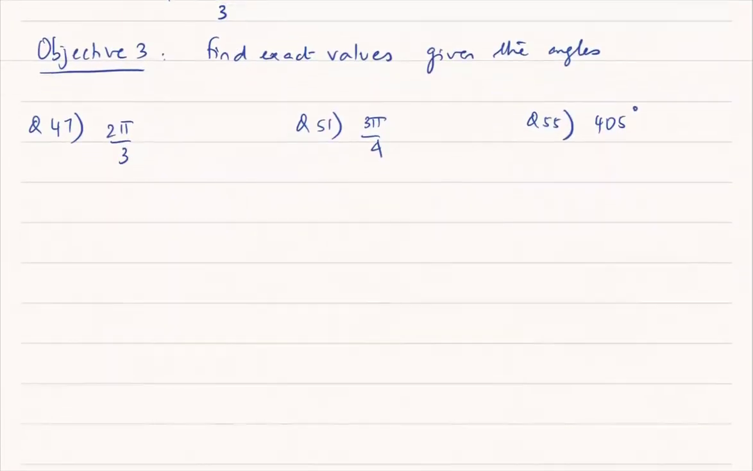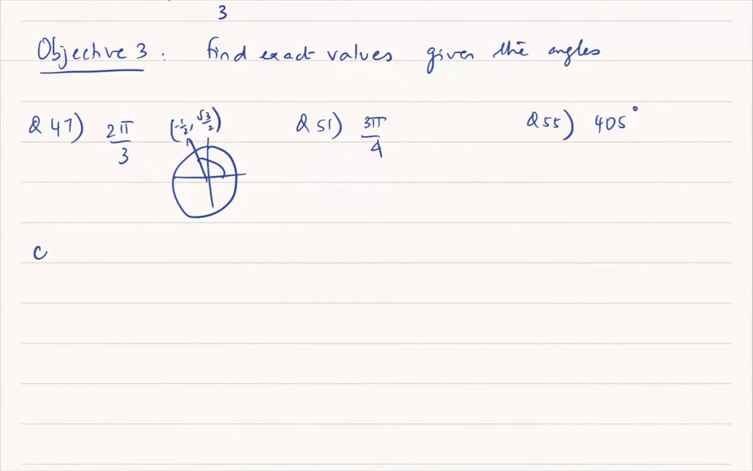Third objective, find the exact values of the given angles. And here you have to find all of them. So 2 pi over 3. Where is 2 pi over 3? It's over here. Now the coordinates on the unit circle for this, so this is in the second quadrant, so the x value is going to be negative here. So that will be negative 1/2, but the y is root 3 over 2.